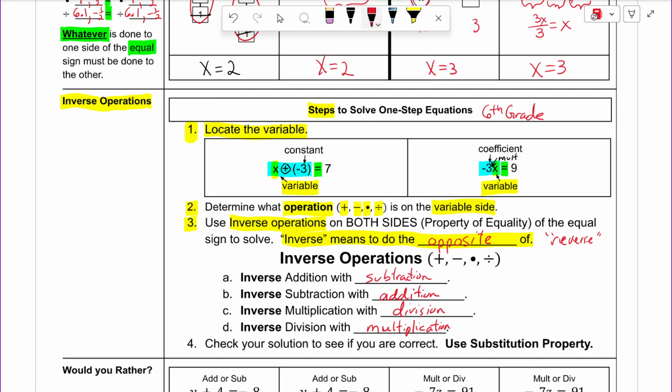And then finally, the last step, it's important. Sometimes it's skipped. Check your solution to see if you are correct. And we're going to be using the substitution property, another property. So we've got a lot of properties we're using today. We're using the property of equality. We're using inverse operational properties of both addition and multiplication. And we're using the substitution property.